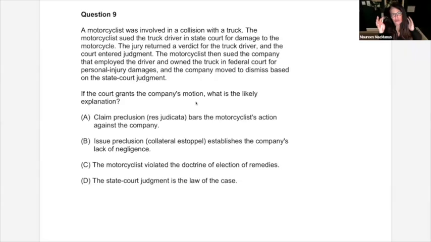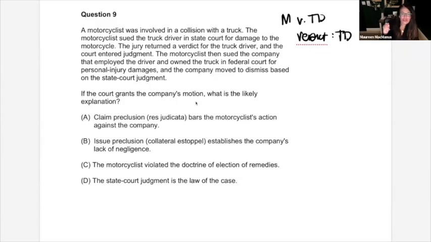So a motorcyclist was involved in a collision with a truck. The motorcyclist sued the truck driver in state court for damage to the motorcycle. The jury returned a verdict for the truck driver. When they tell me that they're filing motions or that somebody won, I want to take note of that. So verdict for the truck driver. And the court entered the judgment.